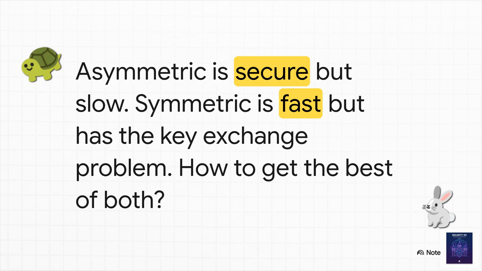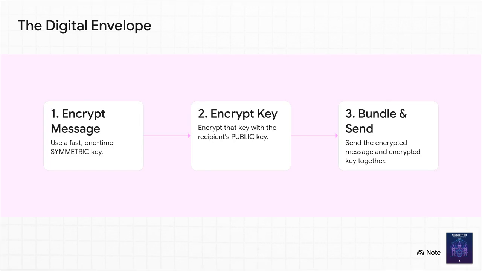So, how do you get the best of both worlds? You use a clever technique called a digital envelope. This is just brilliant. Here's what you do. First, you encrypt your main message using a brand new one-time use symmetric key. That's the fast part. Then, you take that small symmetric key and you encrypt it using the recipient's slow but safe public key. That's the secure part. You just bundle them up and send both parts together. The recipient uses their private key to unlock the little symmetric key and then uses that symmetric key to unlock the main message. You get the speed of symmetric with the security of asymmetric.